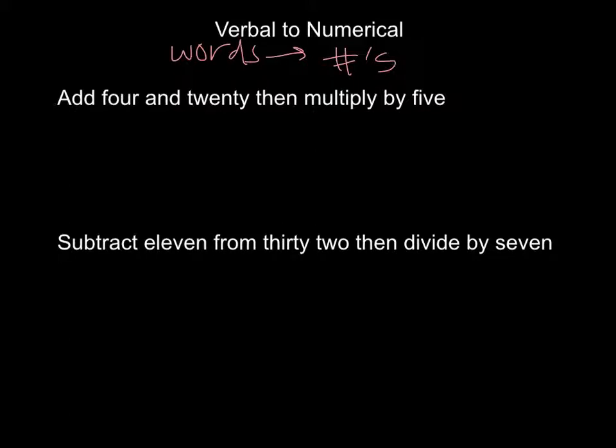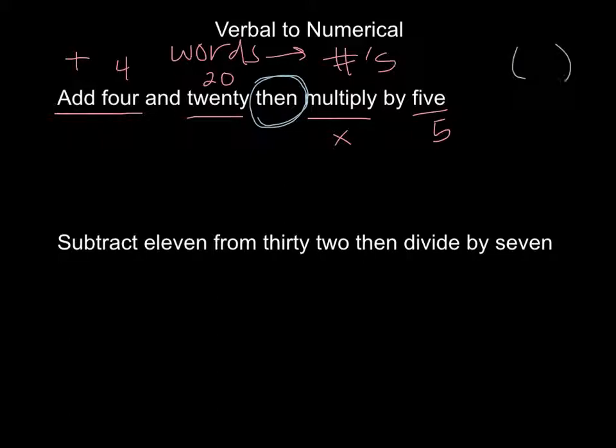So looking at what's important, I know I'm going to have an addition sign. I know that I'm going to have the number 4, the number 20. I know that there's going to be multiplication, and I know there's going to be the number 5. I also see one of my keywords, then. Then tells me that there's an order to this problem, so I'm probably going to need parentheses.